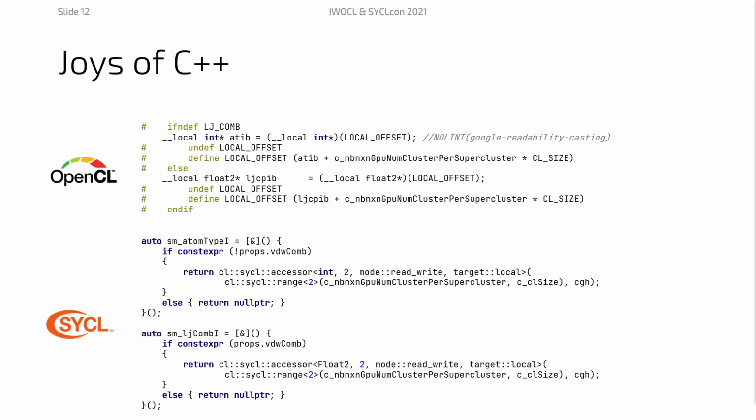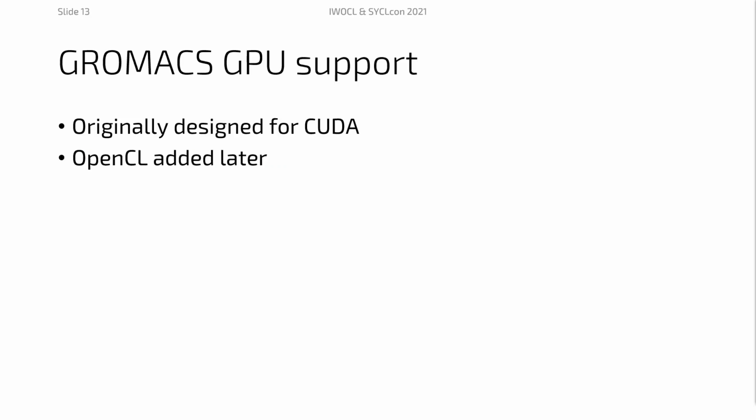But in some cases, like choosing at compile time whether to allocate the local memory array of integers or floats, the SYCL code is more convoluted than the OpenCL version, although it is debatable which one is more straightforward to read and to maintain. However, this, again, is mostly trivial busy-work. Bigger issues lie in the GROMACS architecture.